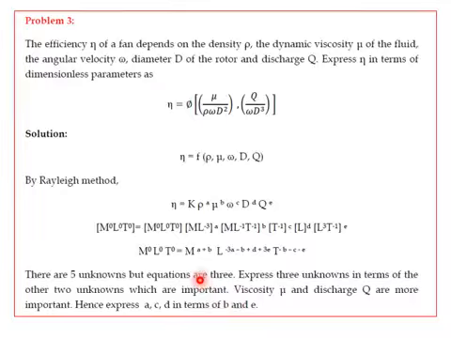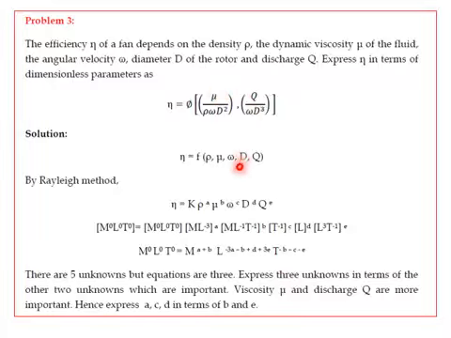Okay, so again note that there are 5 unknowns: A, B, C, D and E. There are only 3 equations, in M, L and T. So therefore there are 5 unknowns and 3 equations. So we can express these 3 unknowns in terms of the other 2 unknowns, which are very important. Which are the 2 important?